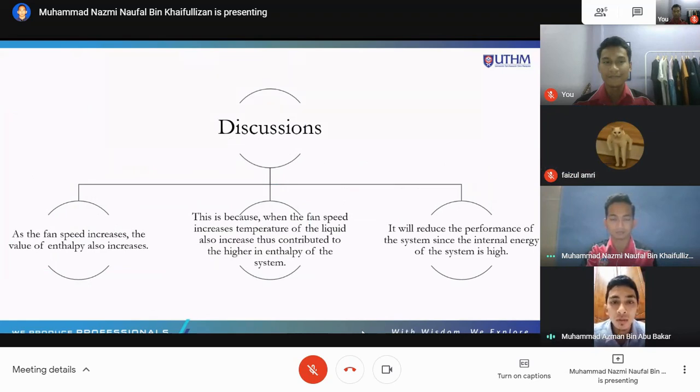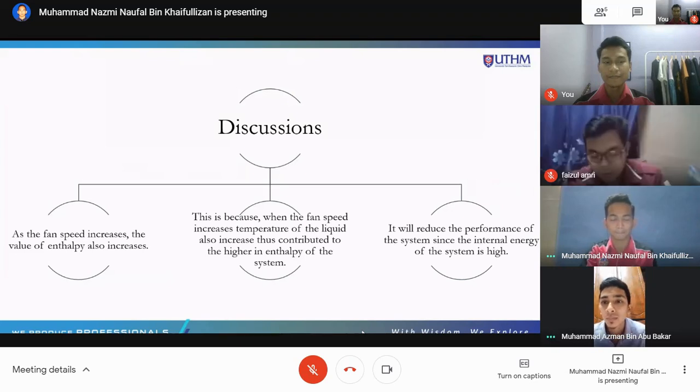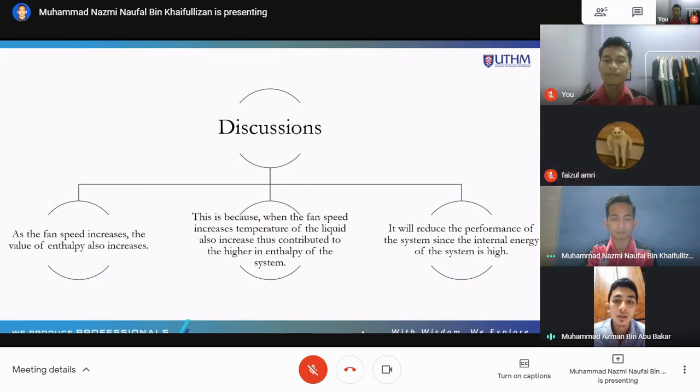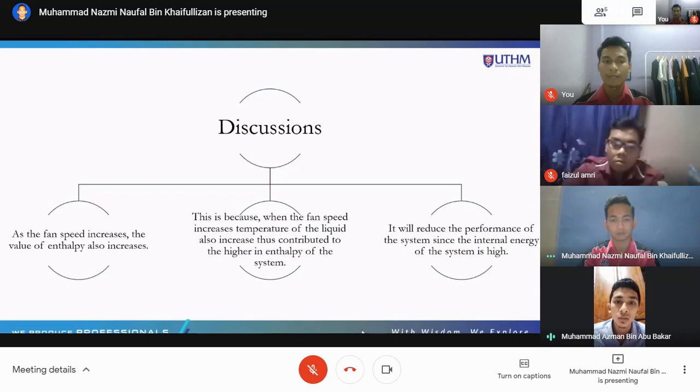Okay, next I will continue with the discussion. First, as the fan speed increases, the value of the enthalpy also increases. This is because when the fan speed increases, the temperature of the liquid also increases, thus contributing to the higher enthalpy of the system. And lastly, it will reduce the performance of the system since the internal energy of the system is high.